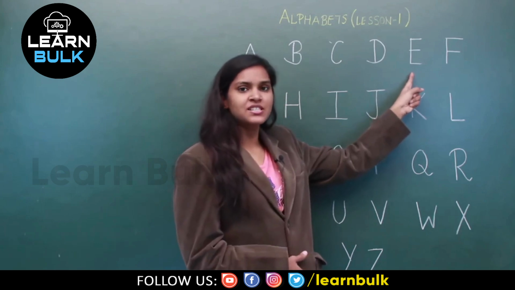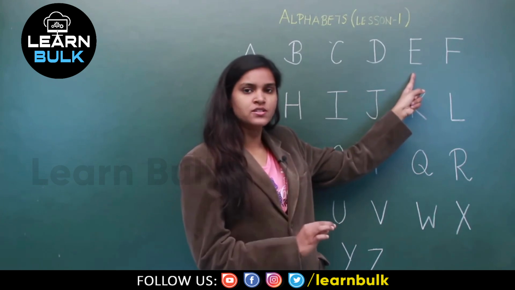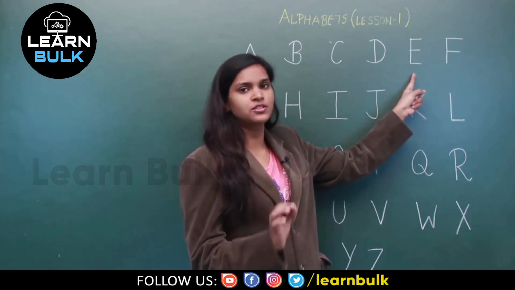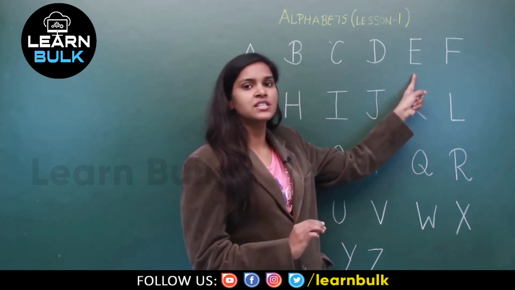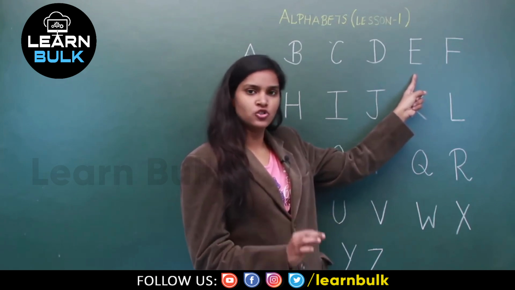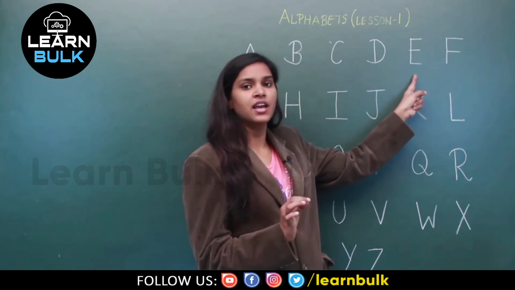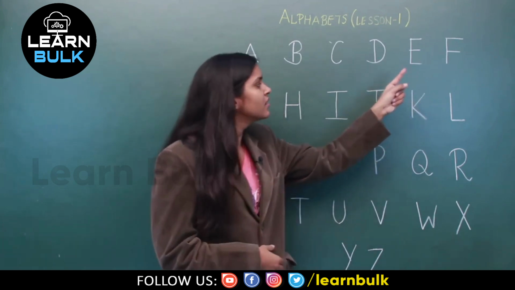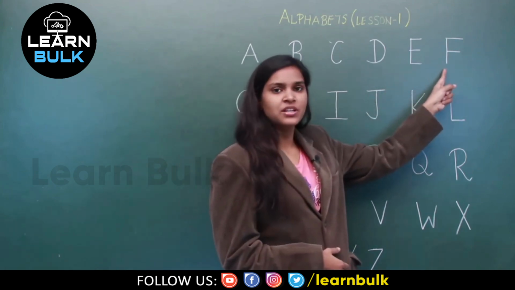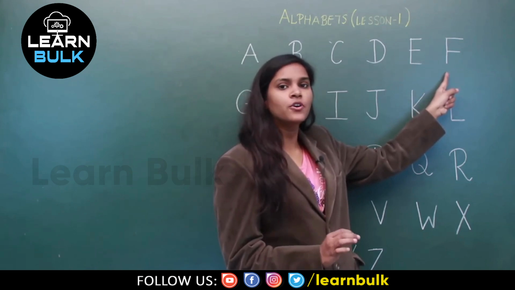The next alphabet is E. This also has two sounds, one long sound and one short sound. The long sound is E as in eagle and the short sound is E as in elephant. The next alphabet is F and the sound that it makes is F.